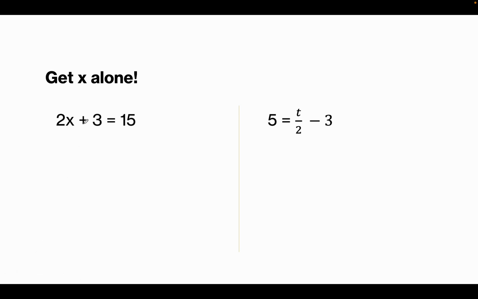Now, I have 2x plus 3 equals 15. I need to get rid of that plus 3. So I'm going to go ahead and just subtract the 3 from both sides. This equals, I am left with 12. This is step 1, y'all.